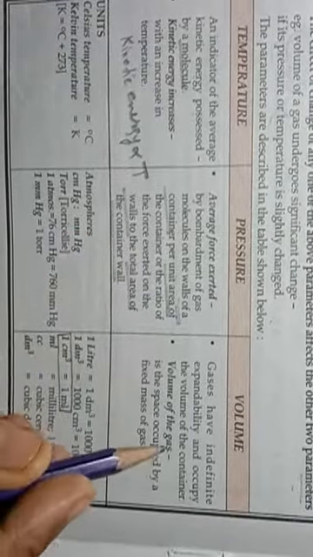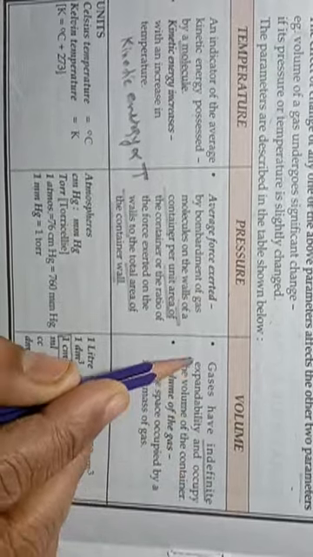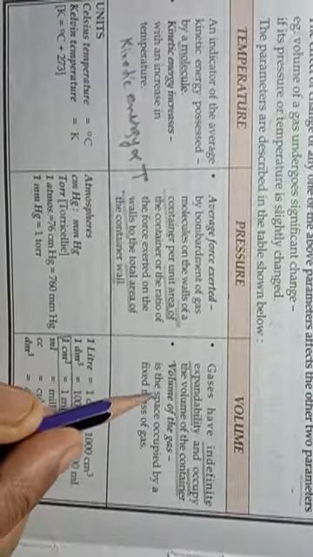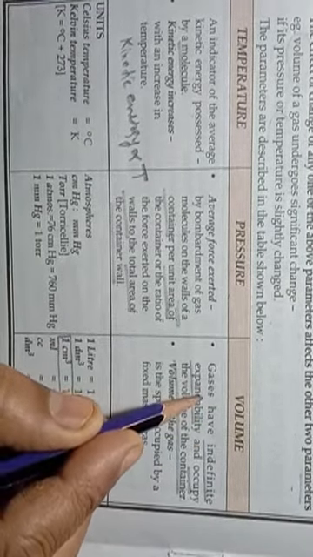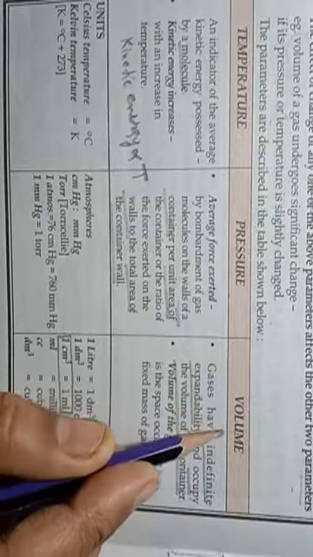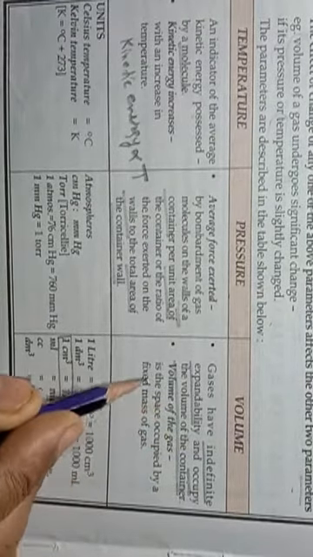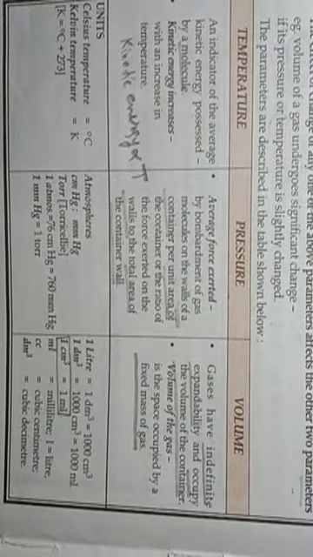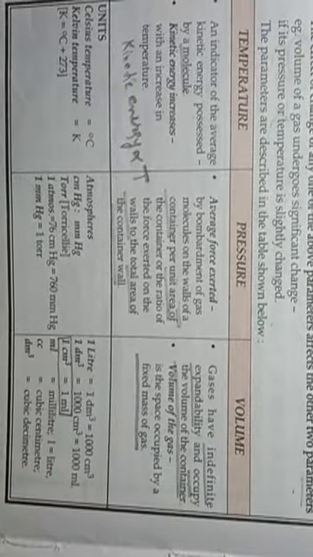Okay students, then the next is volume. Gases have indefinite expandability and occupy the volume of the container. So gases have indefinite volume because they occupy all available area of the container. That is why the volume of the gas is the space occupied by a fixed mass of gas. Or in short, the volume of the container will be equal to the volume of the gas.